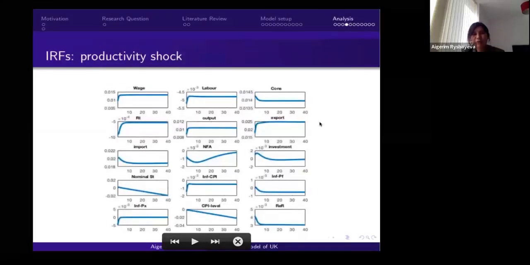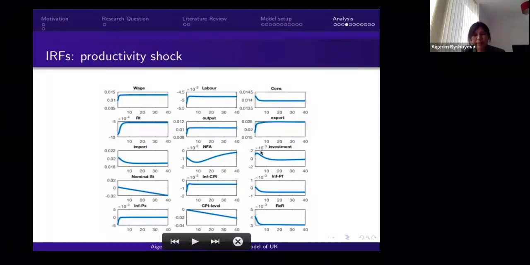Now, here we talk about the dynamics of the model. These are the impulse response functions. Due to limited time, I just used one productivity shock. Let's suppose that we have a positive productivity shock. Then the output, we have a non-stationary productivity shock, so output permanently increases.